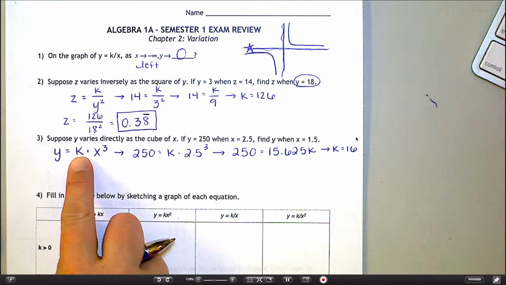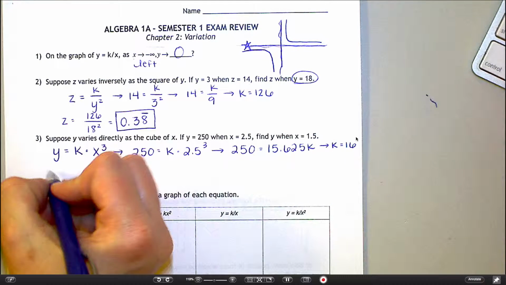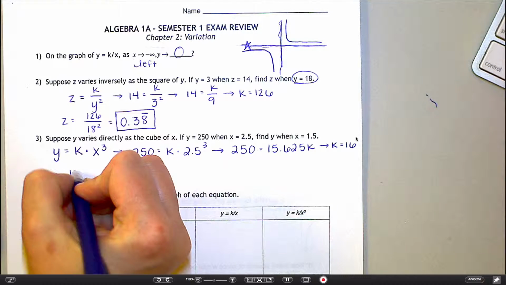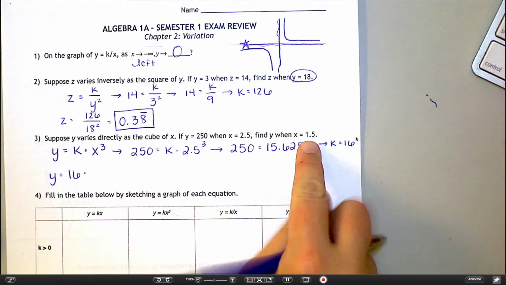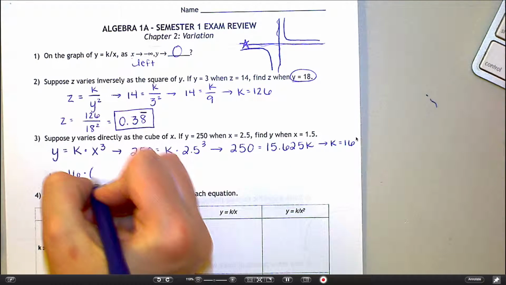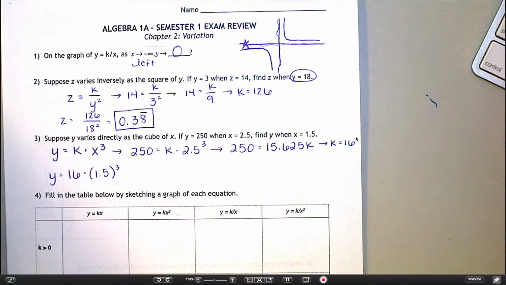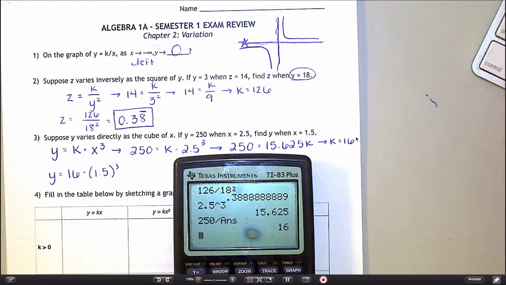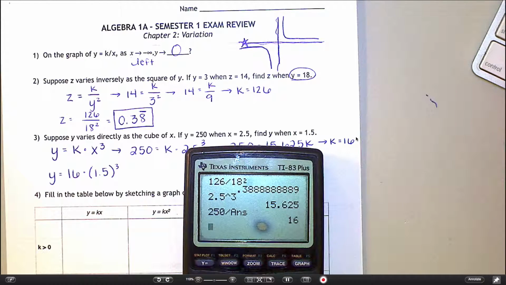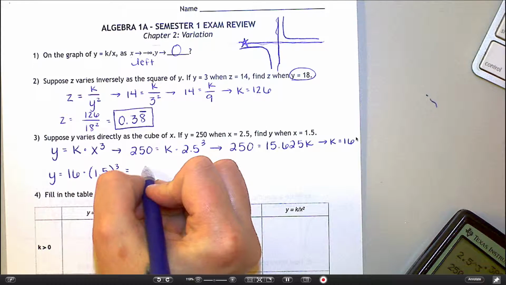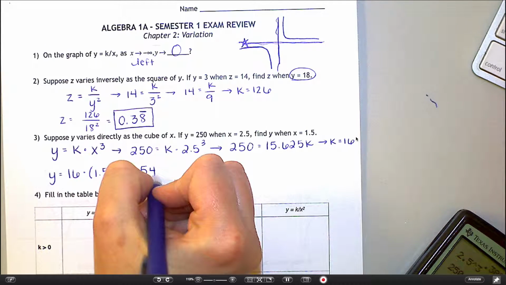Now I'm going to go back to my general equation, and I'm going to say y equals, now I know that k is 16, times my x value cubed. I guess I should put my calculator in here so you can see what I'm doing there. So I would do 16 times 1.5 to the power of 3, and I end up with 54. Is my final answer there.